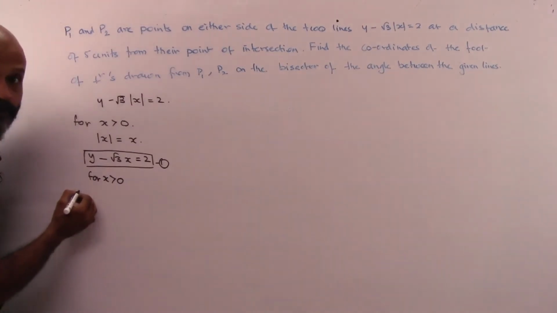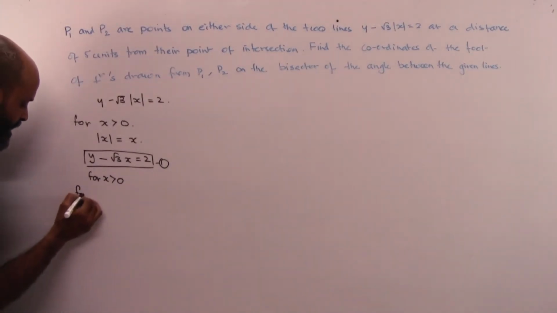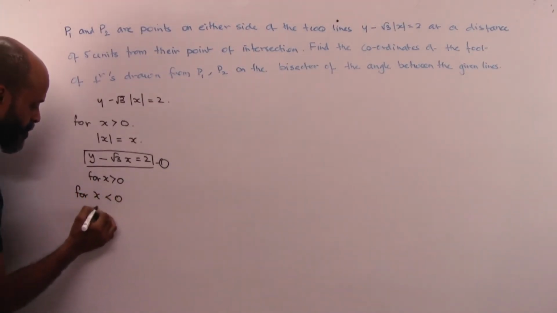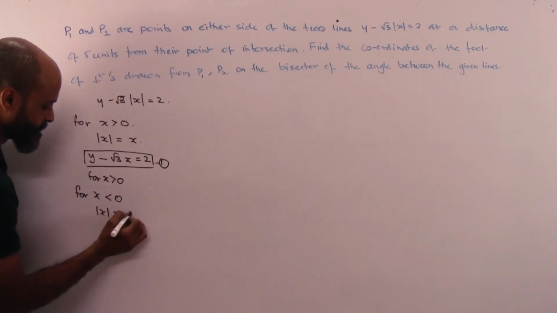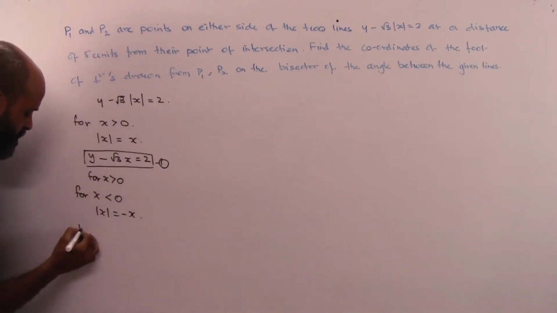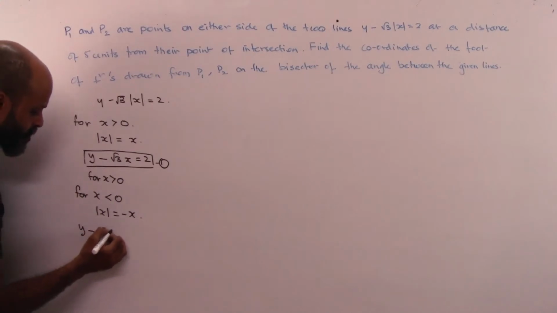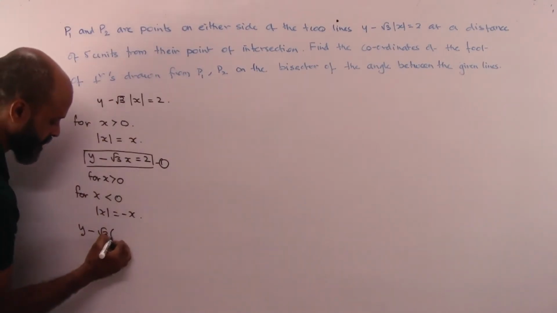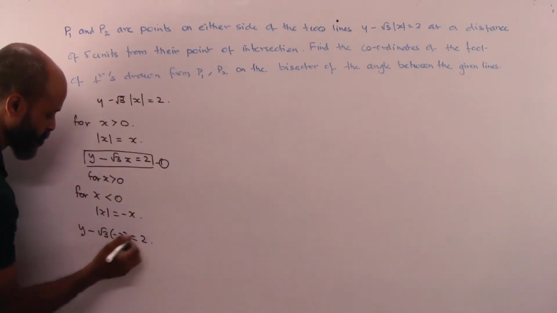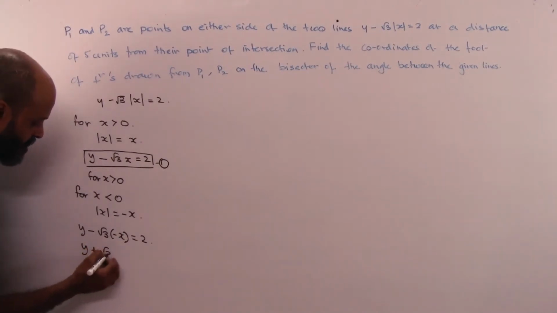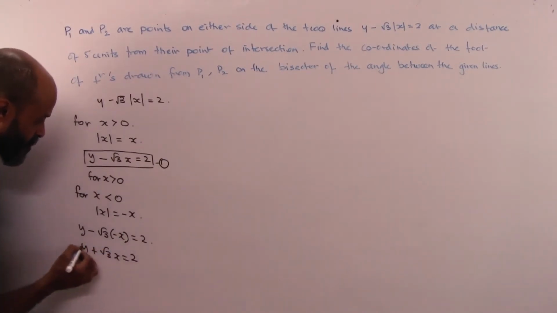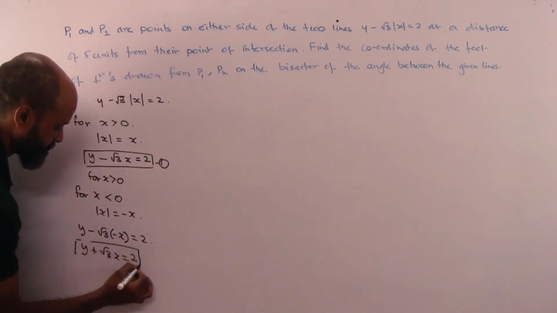Now obviously for x less than 0, the value of mod x is equal to minus x. So what will be this equation? y minus root 3, this mod x written as minus x, is equal to 2. So this will be y plus root 3 x is equal to 2. This will be the second equation.